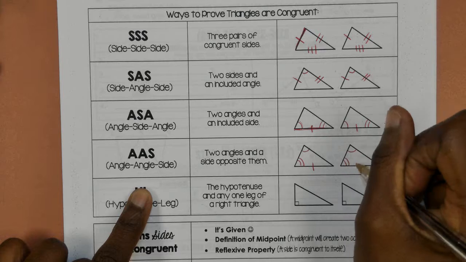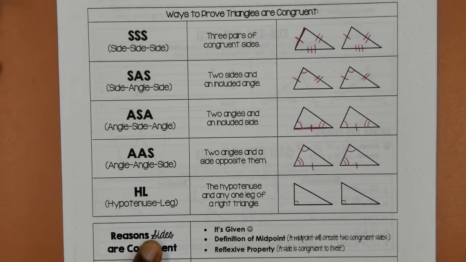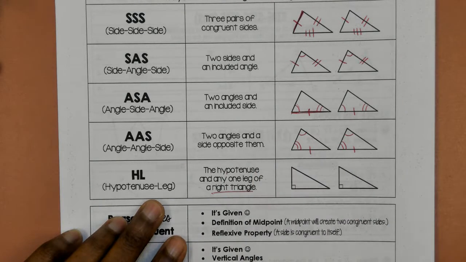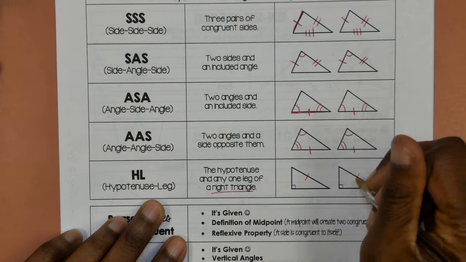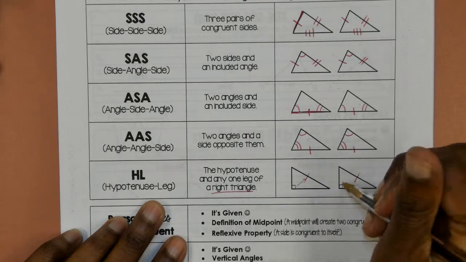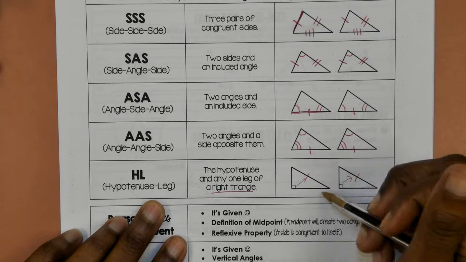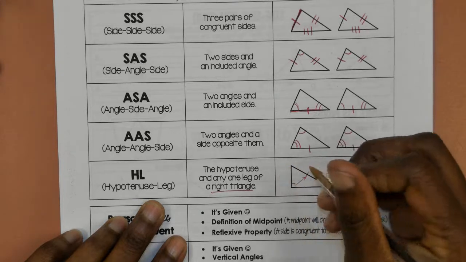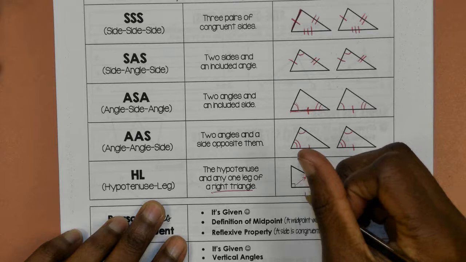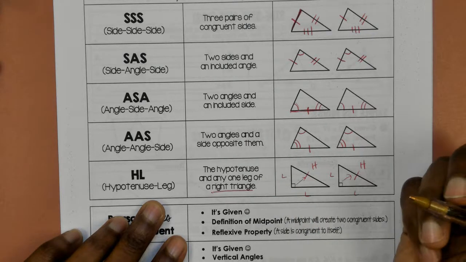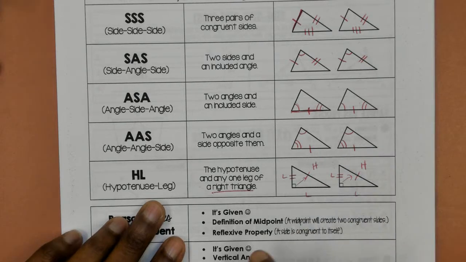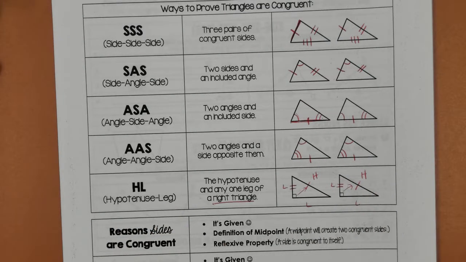And then HL is a unique one particularly for right triangles. If you have a right triangle, and the hypotenuse on the triangles are congruent, which is the longest side across from the 90 degrees, and then either one of the legs, so this is our hypotenuse, and these are our legs of the triangle, all 4 of these. It doesn't matter which leg, just need one of the legs to be congruent, and the hypotenuse, and then the triangles would be congruent by HL.